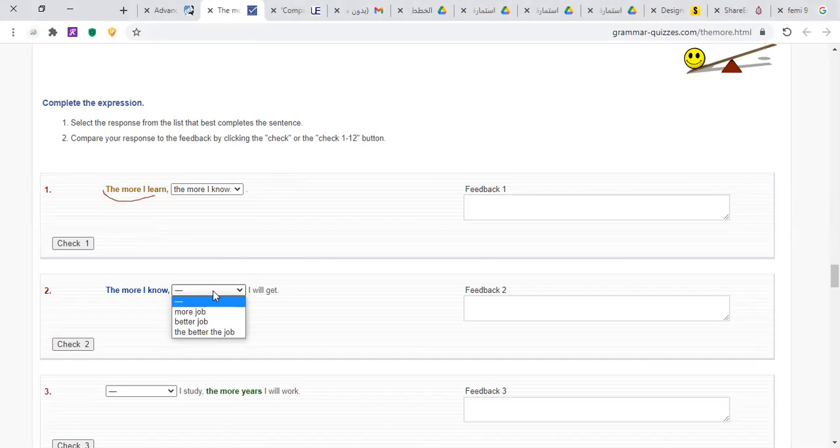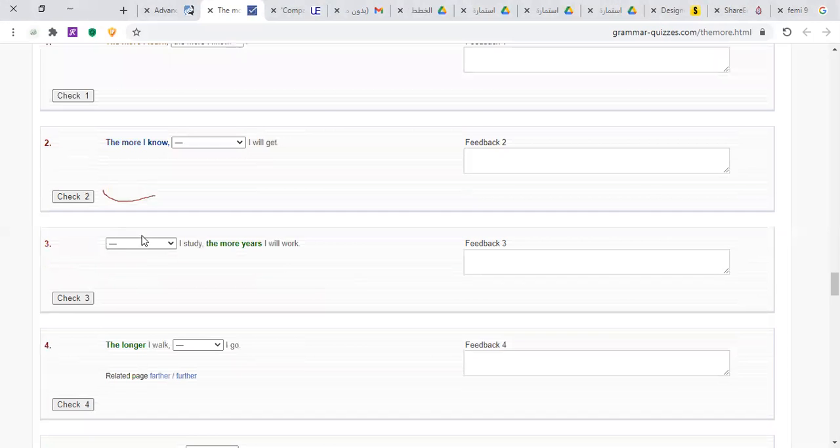The more I know, more job I will get, better job I will get, the better the job I will get. This one, I think it's a little bit difficult, so let's skip it. Next: blank I study, the more years I will work. You have the less years, the fewer years, or less years. What do you think?